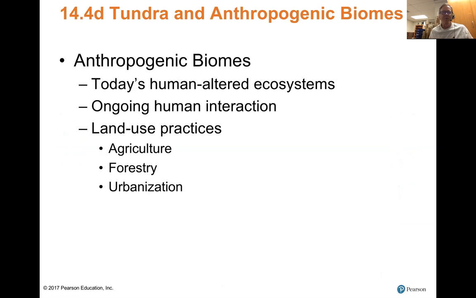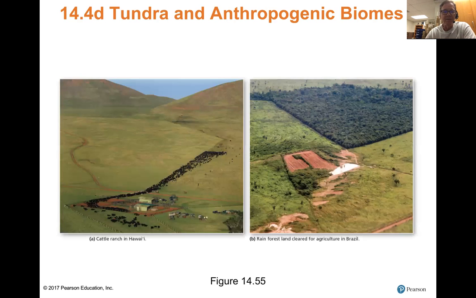And then overriding all of this is what we call anthropogenic biomes, where there are ecosystems that are human altered, meaning that there's this ongoing human interaction with the environment. And this includes land use practices like agriculture and forestry, and of course, urbanization. A cattle ranch is an example, a rainforest where we've cleared it for agriculture. So again, human modifications of the landscape.